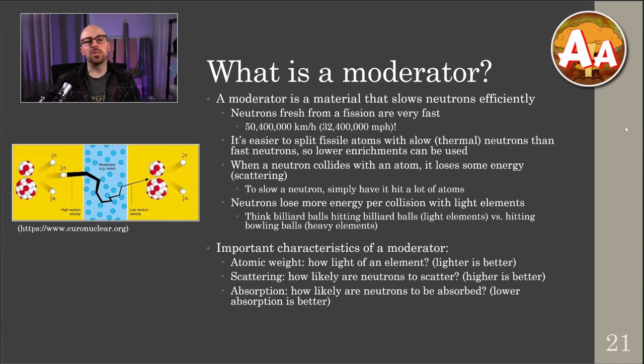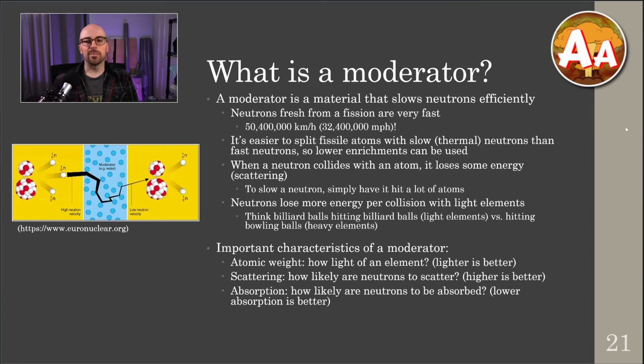You want the neutron to hit something like hydrogen, because a hydrogen atom's nucleus is primarily just a proton, which is effectively the same mass as a neutron, so you're going to lose a lot of energy when you hit that hydrogen. So that means hydrogen's a good moderator. We'll get into that on the next slide, but just to give an example there.